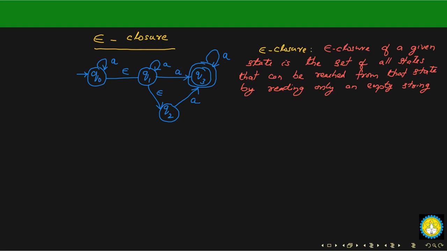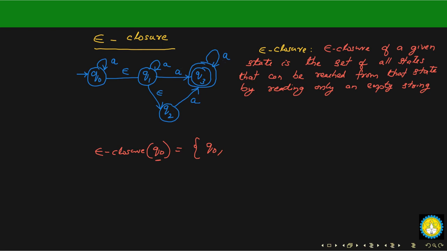Now let us look at an example of taking an epsilon closure. Suppose I want to take the epsilon closure of Q0. So when you look at the epsilon closure of Q0, Q0 is definitely a state in it, because you are already at Q0. The state you are already in is always present in the epsilon closure of that state. Along with that, you have to check the other states you can reach just by using epsilon.